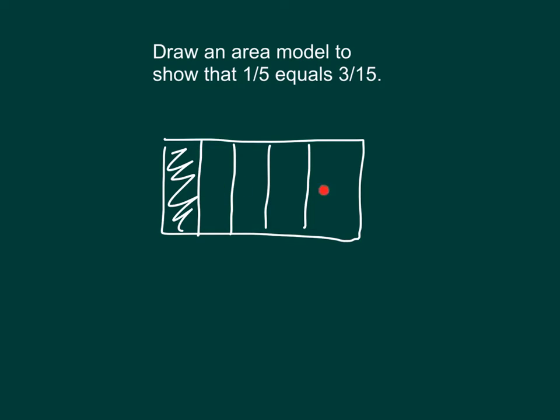So if we just drew one line here and divided it in half, we'd actually only be going to 2/10. In this case then, to go from 5 to 15, we have to separate it into 3 parts. So we'll draw 2 horizontal lines there. And if we count them up then, we get 1, 2, 3, 4, 5, 6, 7, 8, 9, 10, 11, 12, 13, 14, 15ths. And then so that when we label the rest of our area model here, originally we had 1/5. And 1/5 does equal 1, 2, 3, 3/15ths.